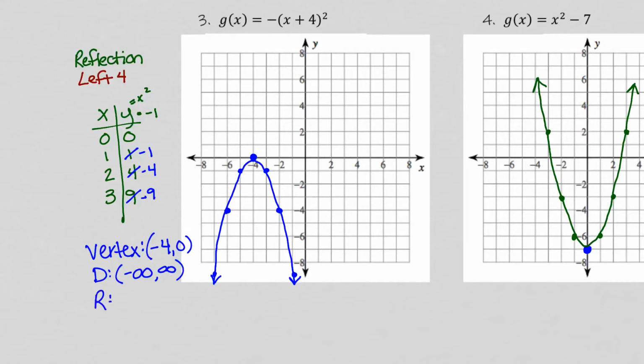So range, how far down does this go? Well, it goes all the way down, keeps going, -infinity. It does have a top to it, and that is when y is 0. And it does land on 0, but doesn't go past it, so it gets a bracket. So that means y is less than or equal to 0.